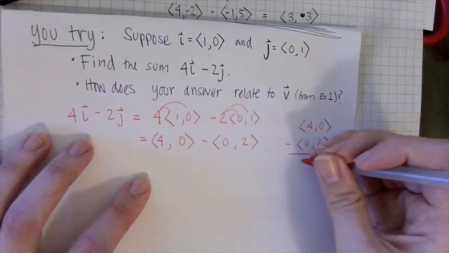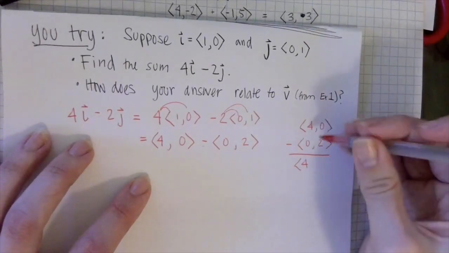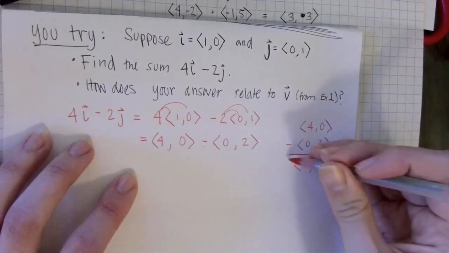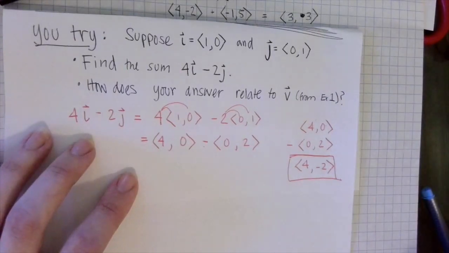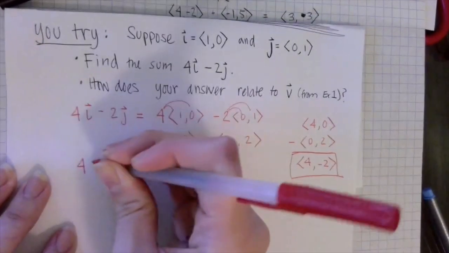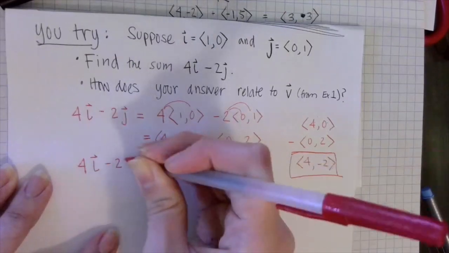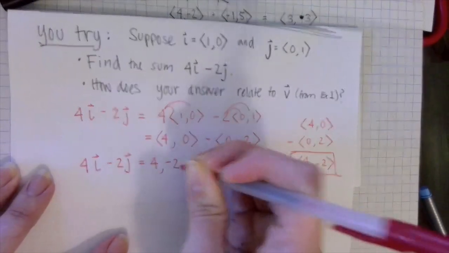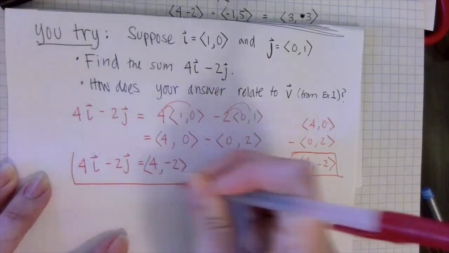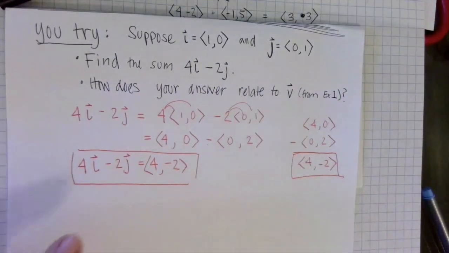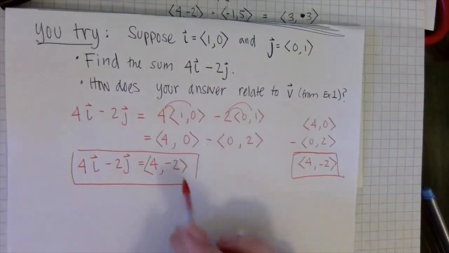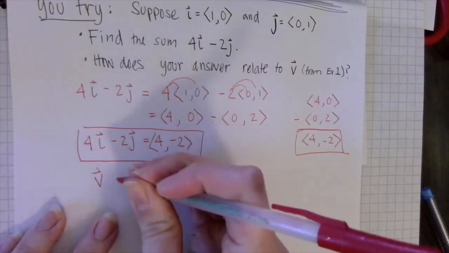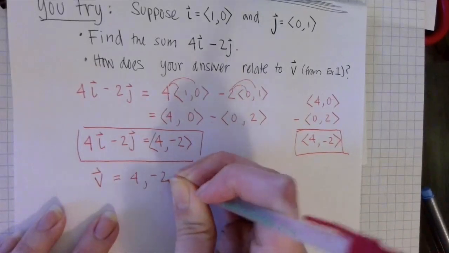So 4 minus 0 is 4, and 0 minus 2 is negative 2. So my resultant vector is 4, negative 2. So I can say that 4i minus 2j is the vector 4 comma negative 2. How does that relate to vector v? Well, vector v is also 4, negative 2.